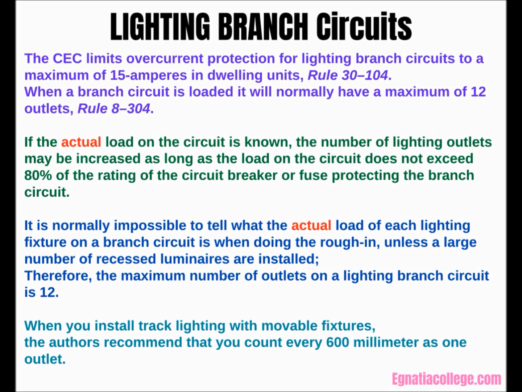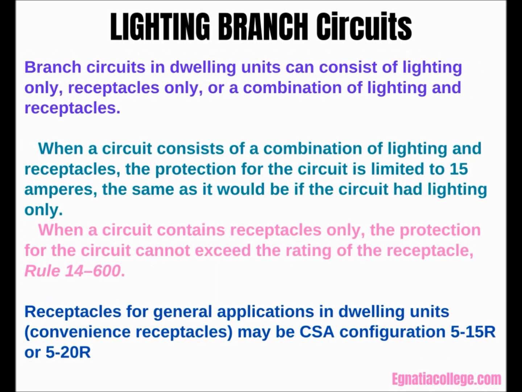Receptacle branch circuits. Branch circuits in dwelling units can consist of lighting only, receptacles only, or a combination of lighting and receptacles. When a circuit consists of a combination of lighting and receptacles, the protection for the circuit is limited to 15 amperes, the same as it would be if the circuit had lighting only. When a circuit contains receptacles only, the protection for the circuit cannot exceed the rating of receptacles for general applications in dwelling units. Convenience receptacles may be CSA configuration 5-15R or 5-20R.